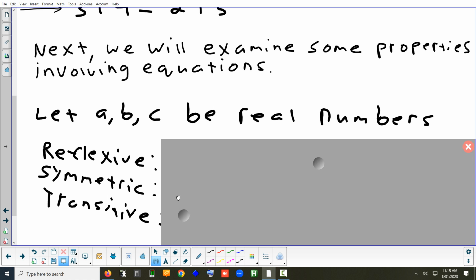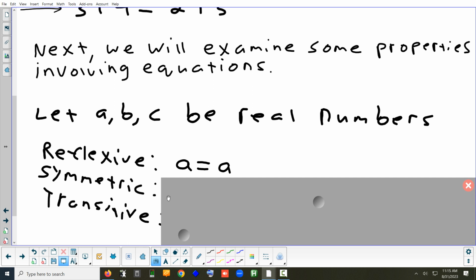So we'll start with the reflexive property. Reflexive, I almost think of it as like reflective. When something's like a reflection, it's like the same thing you see. So reflexive means that something is always equal to itself. Okay, that's reflexive.